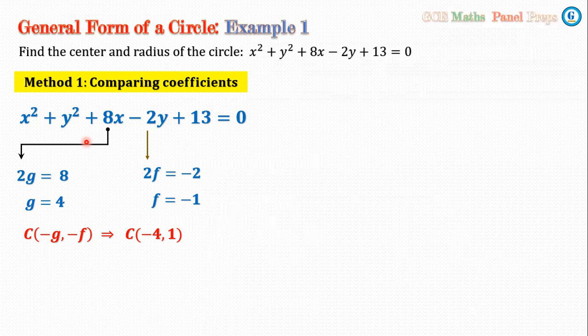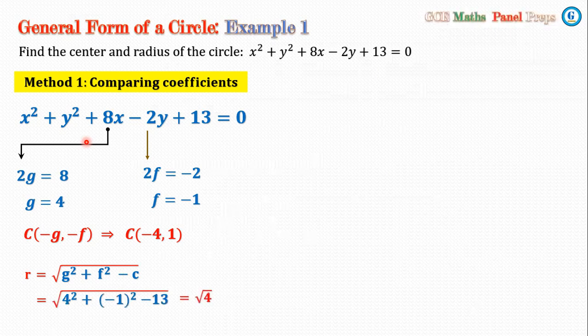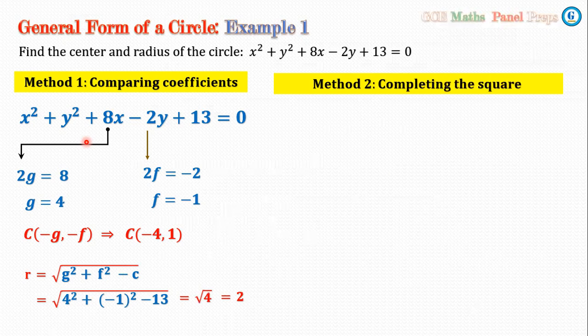And the radius is equal to the square root of g squared plus f squared minus c. So this gives us the square root of 4 squared plus (-1) squared minus 13. And that gives us the square root of 4, and we take the positive square root, as we said before. So these are the center and the radius of this circle, respectively.